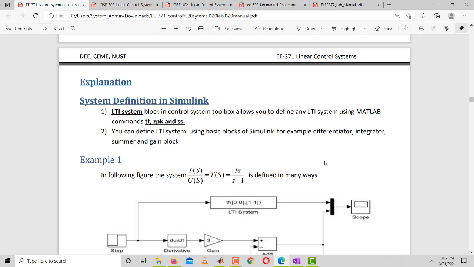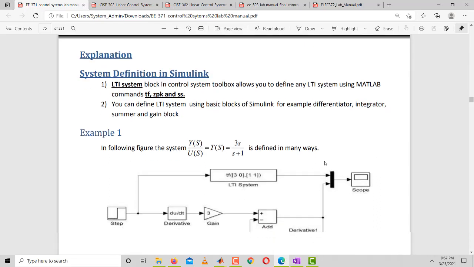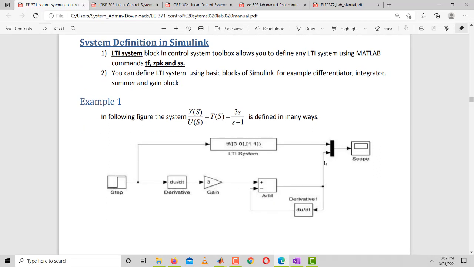But we can also use the basic blocks of Simulink, that is the differentiator, when we have to implement the terms involving s, the integrator when we are using 1 by s, the summer and the gain blocks. The first example is done for your convenience here.